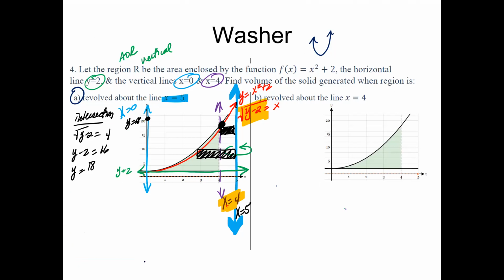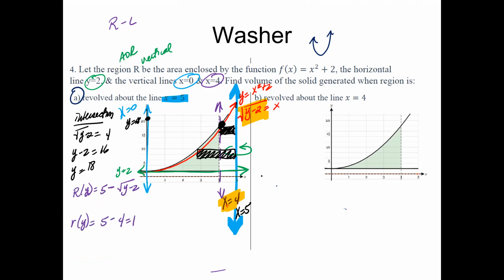And now let's find r of y, capital R of y. Because this is a vertical axis of rotation, it's right minus left. So the right side touching the blue line, that's just 5, minus the left, it's touching the red line, and that's the square root of y minus 2. Then your lowercase r of y is going to be this tiny little rectangle. Right side is the blue line, which is 5, minus the left, touching the purple line, which is 4, and that's just going to give you a 1.